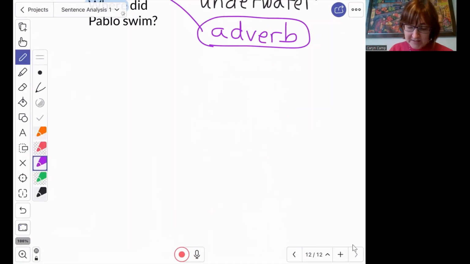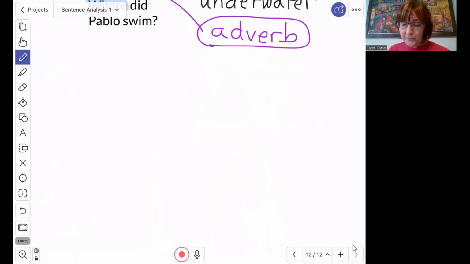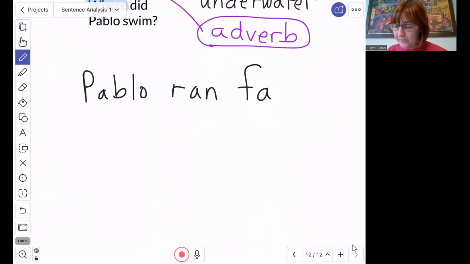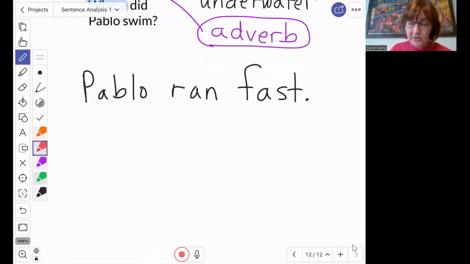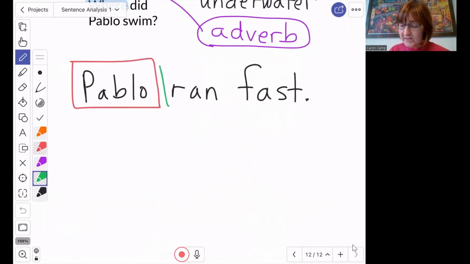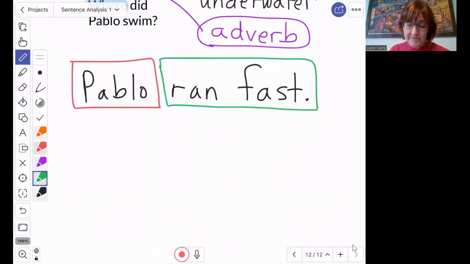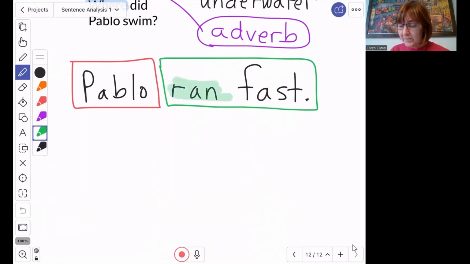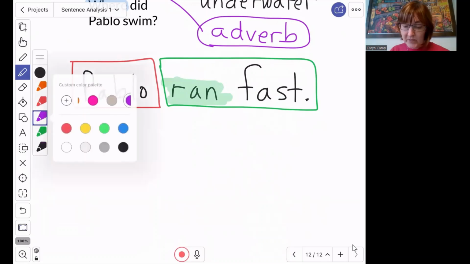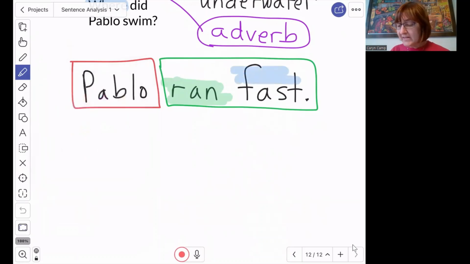So if I have a sentence that says, let's see, Pablo ran fast. Okay, let's look at our sentence. Who is it about? Pablo. He's the subject. The rest of the sentence is the predicate. The first word is the verb, ran. So there's action happening in the sentence. And then we have fast.